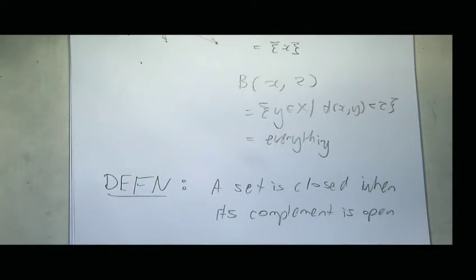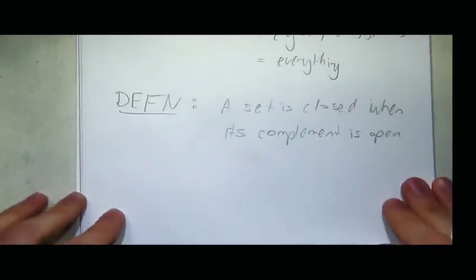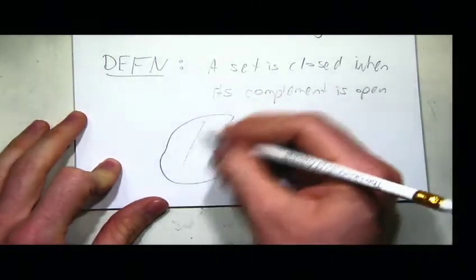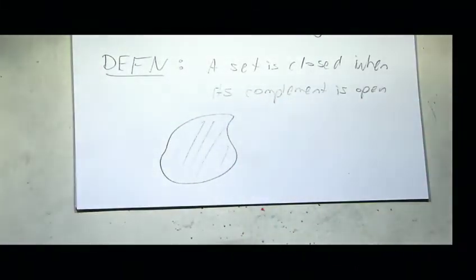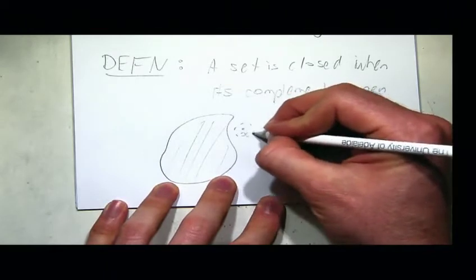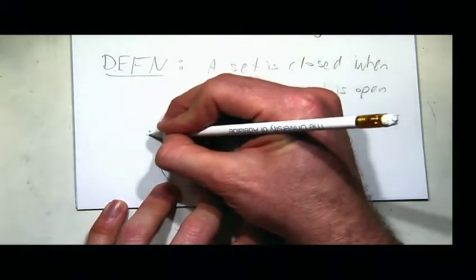And that's true in the Taxicab metric too. Only if using discrete points. But anyway, a set is closed when its complement is open. So what does that look like? So if this is a closed set, then that means the complement has to be open, which means if you pick a point outside the set, it's possible to put balls so that they're completely outside the set.